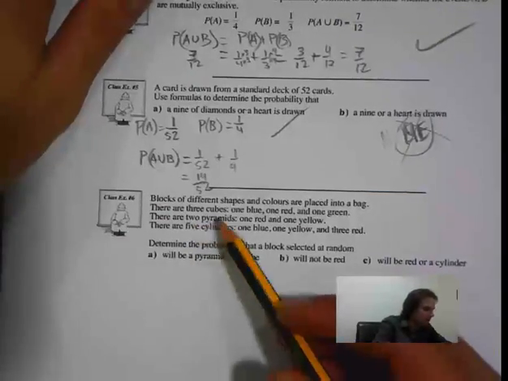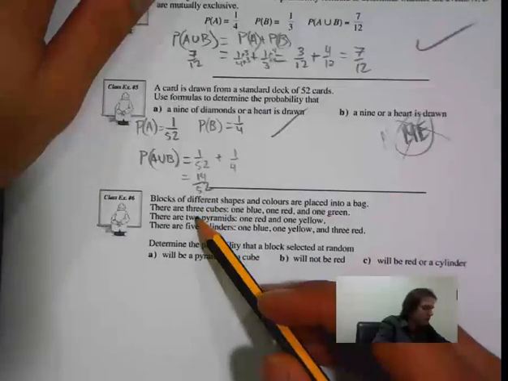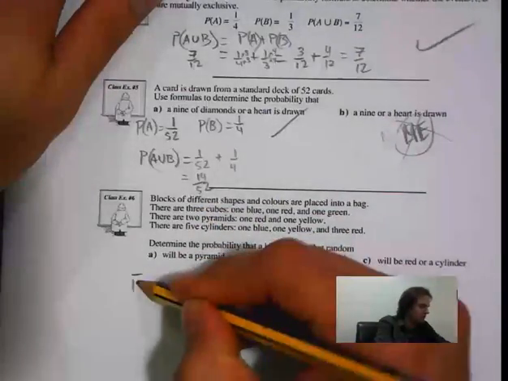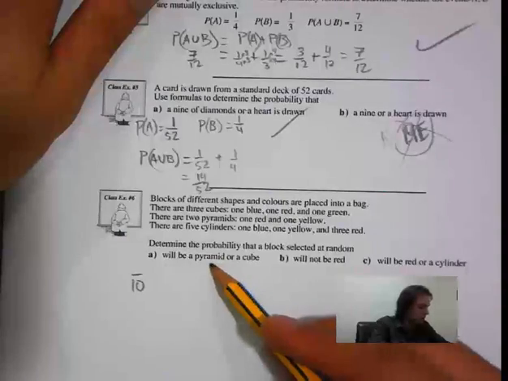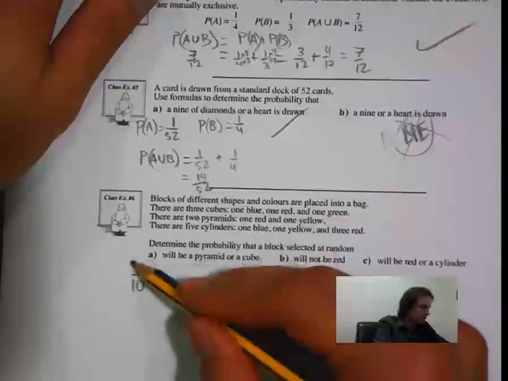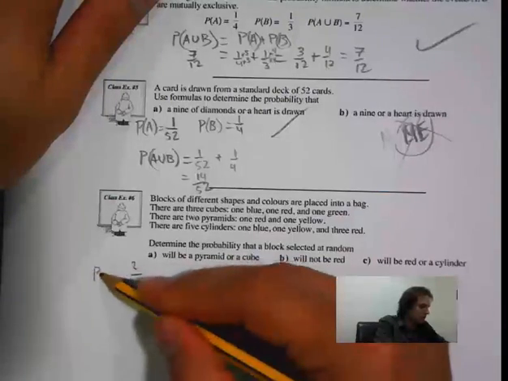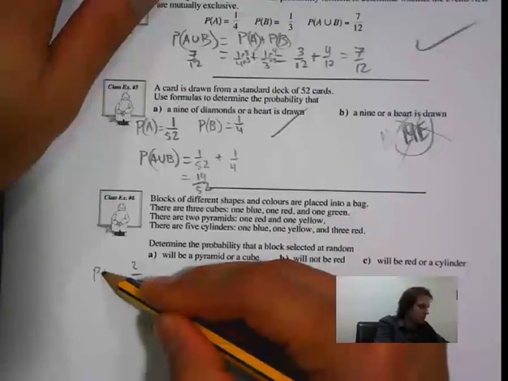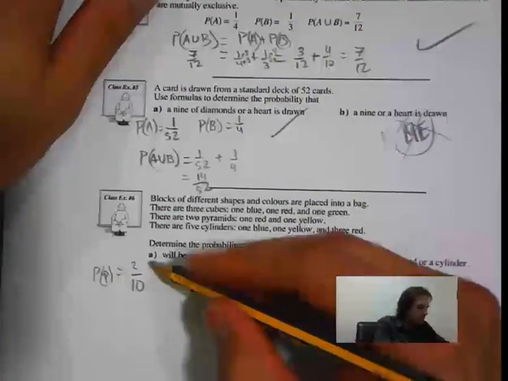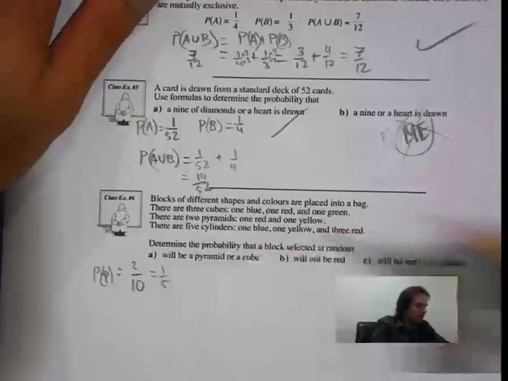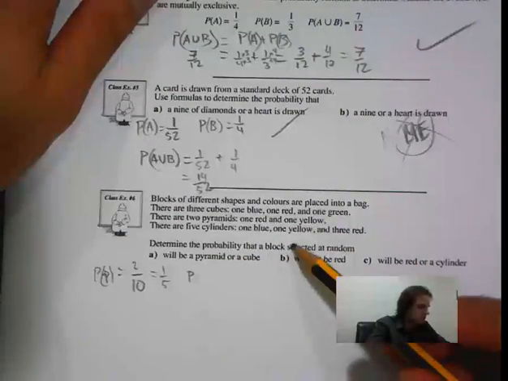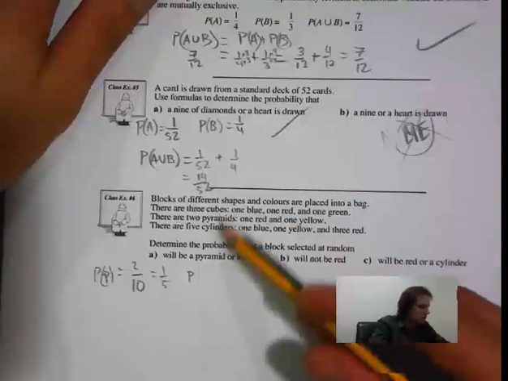Pyramid. Altogether, we have 3, 2, and 5, so that's 5 and 5, which is 10. Altogether there are 10. How many are pyramids? There are 2 pyramids. It's 2 out of 10. So the probability of a pyramid, I'm just putting a P for pyramid, is equal to 2 out of 10, which is equal to 1 out of 5. Now, what's the probability of a cube? Well, there are 3 cubes.